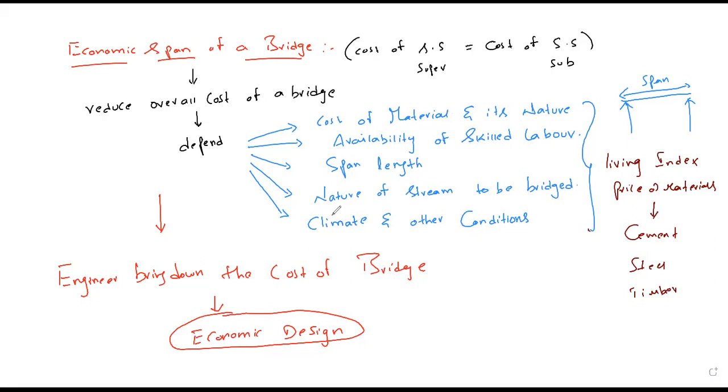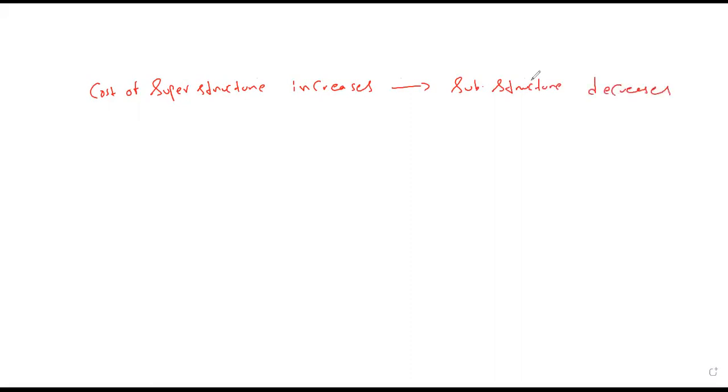So the cost of superstructure is going to increase, and the substructure cost is going to decrease, with the increase of the span length. Okay, so let me discuss that. What happens? Cost of superstructure increases. Substructure decreases. Cost of superstructure increases and the substructure decreases with the increase in the span length.